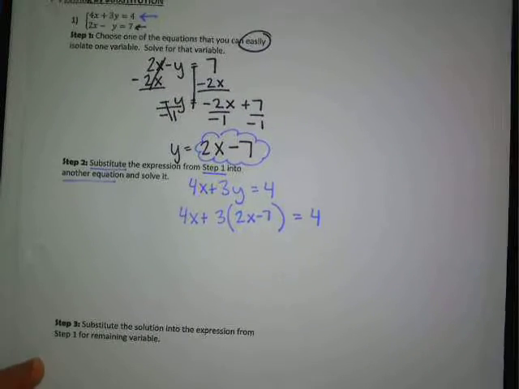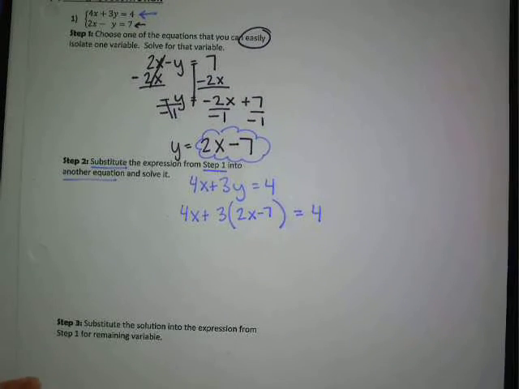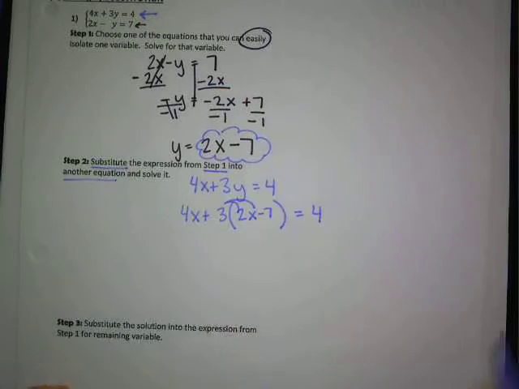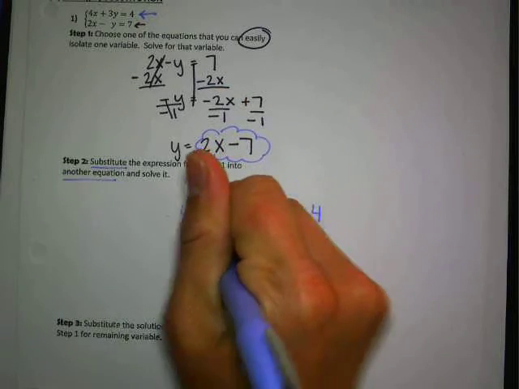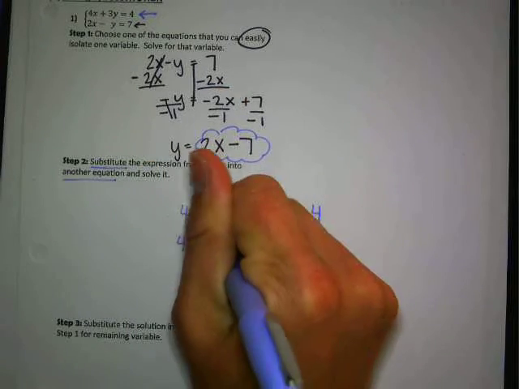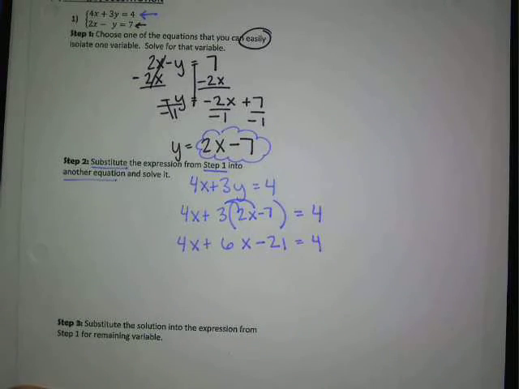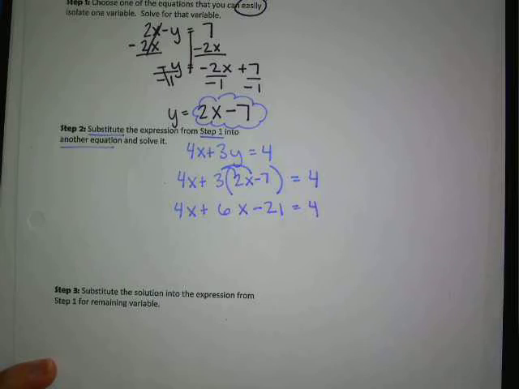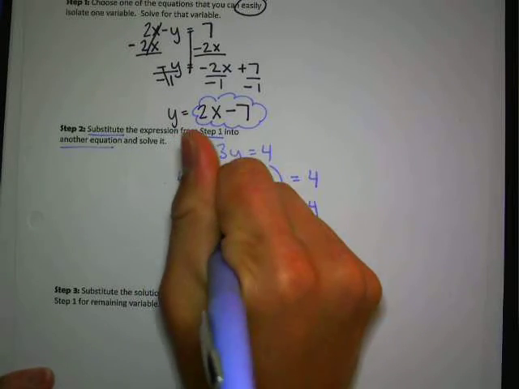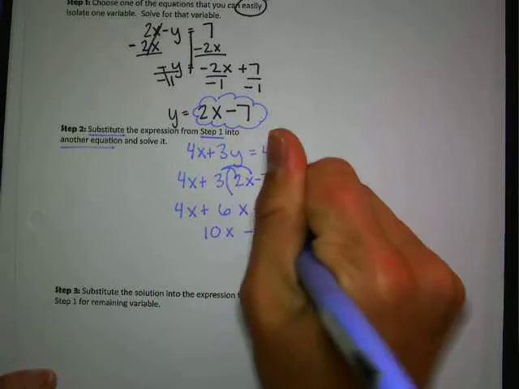Okay. All right, so the purpose of substituting in is, now my equation has 1 variable. I just have x. And now that I just have x, I can solve. So I'm going to distribute the 3. So 6x minus 21 equals 4. Combine my like terms. 10x minus 21 equals 4.